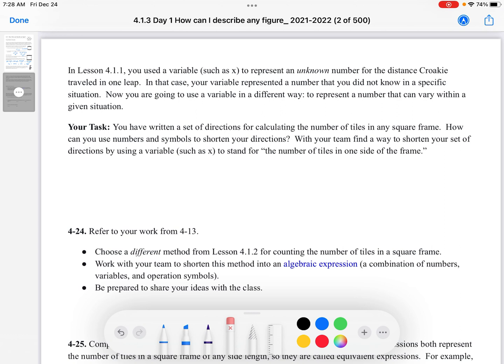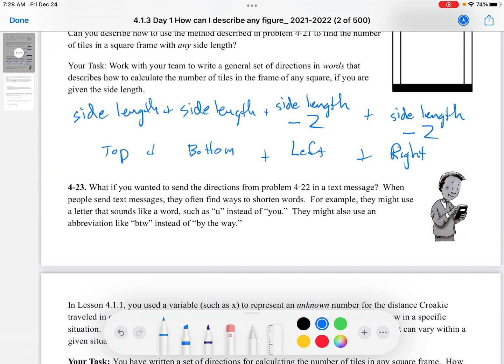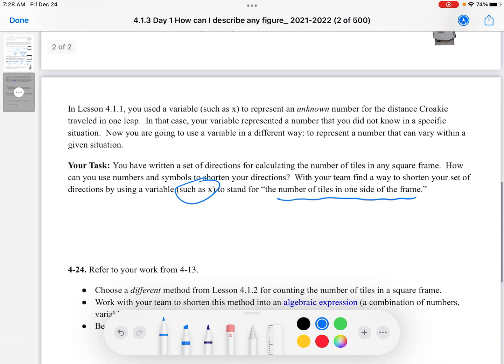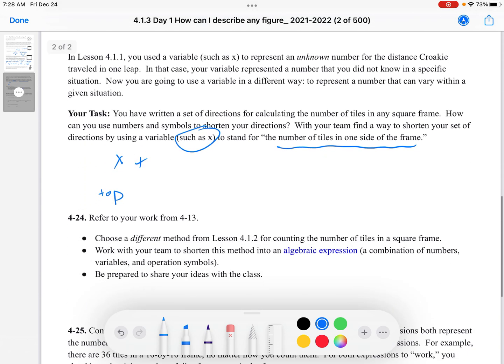Okay, well, if we have to use x to represent the number of tiles on one side of the frame, if I could think about it, I'm looking up here. That means that my side length has to be the x. So if the x is, just to think about it, the top, meaning that it's the side length, then what did I do? I added the bottom. That was also the side length. So I'm going to have to add another x just for the bottom.